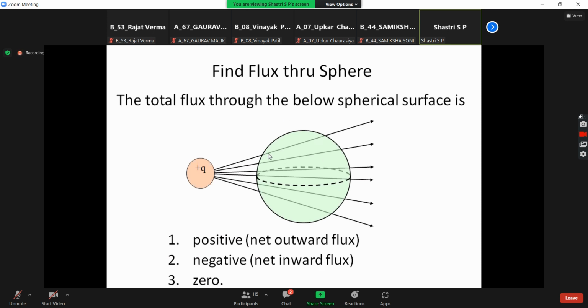The reason is, if you consider this portion of the sphere, flux is entering into it, and at the other portion the flux is leaving. So the net flux is 0. Or you apply Gauss law: the amount of flux leaving or entering this closed surface equals the amount of charge inside it. There is no charge inside it, so the net flow of flux through this sphere is going to be 0. The flux passing through the sphere will be 0.